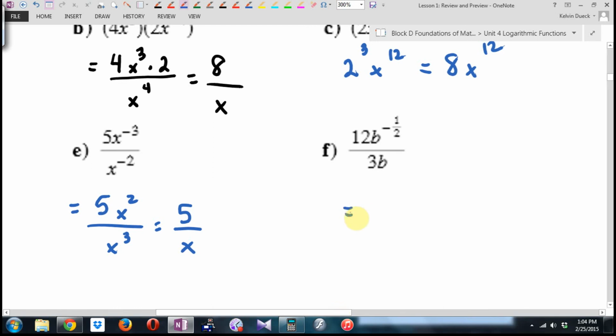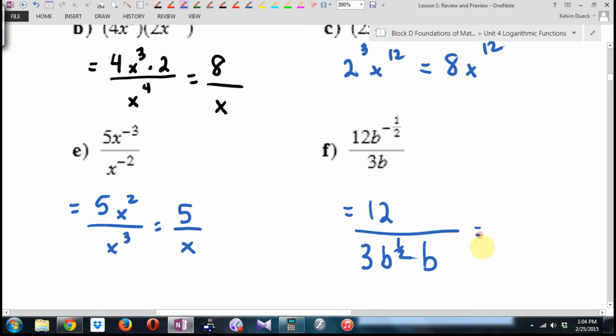Is there power to a power? Nope. So start rewriting terms, looking for elevators. That 12, stay or down below? That b to the negative 1/2, stay or down below? That 3 that's on the bottom stays. And that b that's on the bottom stays. There's my one line of work.